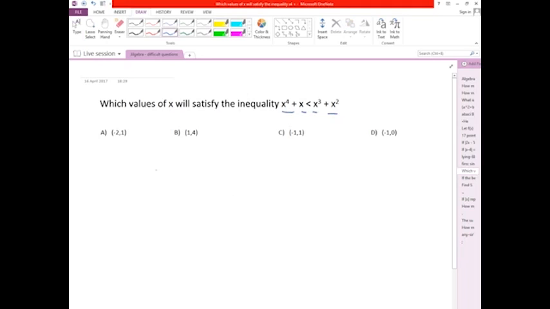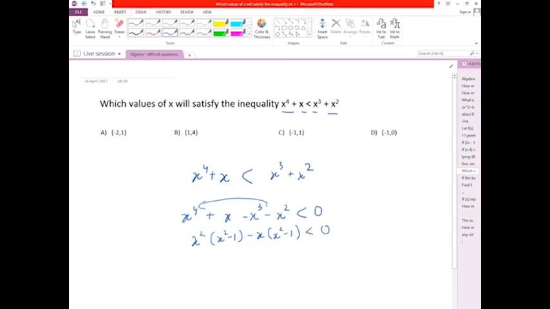This one is relatively simple. x to the fourth is less than x cube plus x square... So you just have to solve the inequality. I'm doing it so that you are comfortable with how to solve polynomial inequalities and don't have much doubt. We bring that to the other side and take stuff common. If you take x square common, you are left with x square minus 1. Then you take minus x common, and again you are left with x square minus 1. So (x square minus 1)(x square minus x) less than 0.